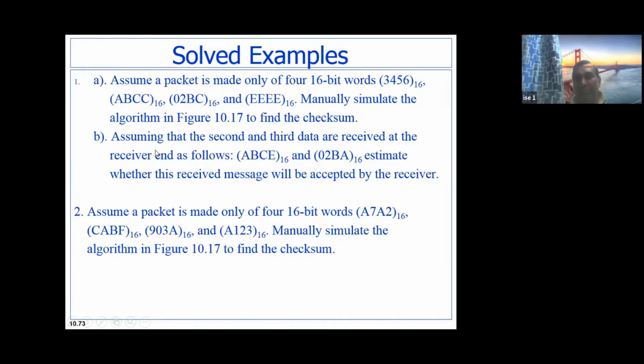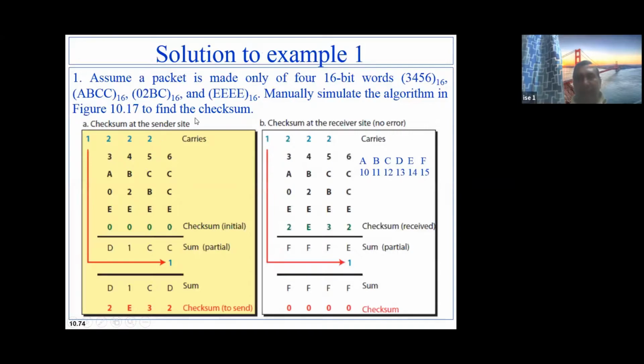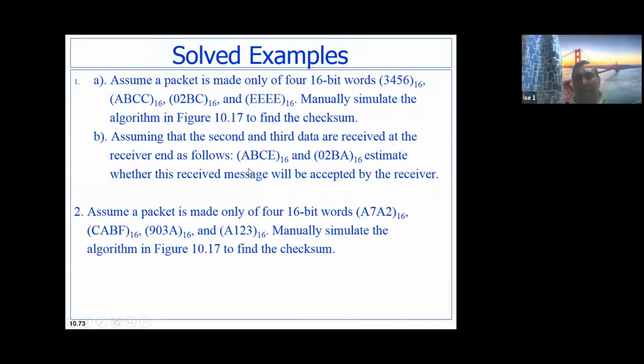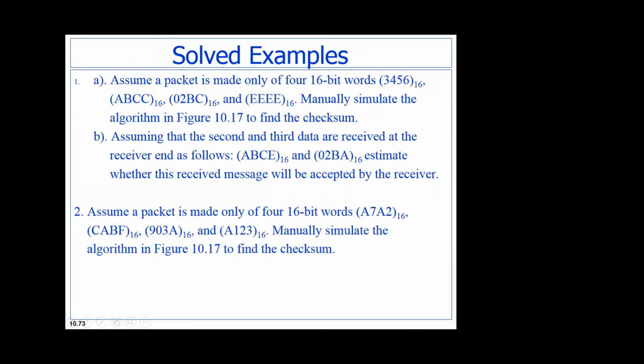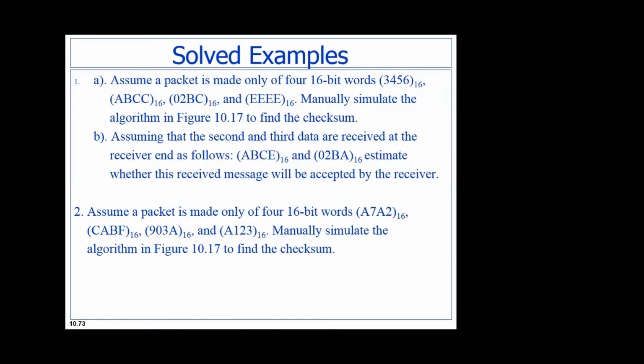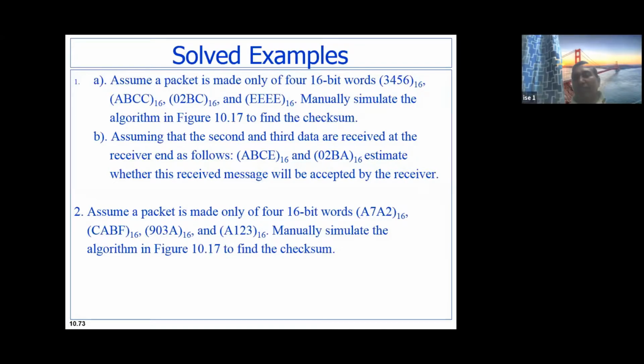Now this method says, the second question is saying that instead of receiving this number, I have received ABCE. And the third number, it is 2BC, is received as 2BA. Have you understood? And then I have to estimate whether this received message will be accepted by the receiver. I have to write the answer also, whether this will be accepted or not.